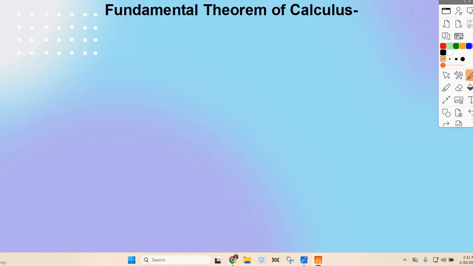And so what it's going to allow us to do is to evaluate integrals that are not nice, pretty geometric shapes. So remind me, what does an integral give us? Area under a curve. And so especially when we start looking at things that are very curved, we can now use this theorem to help us find the actual area.